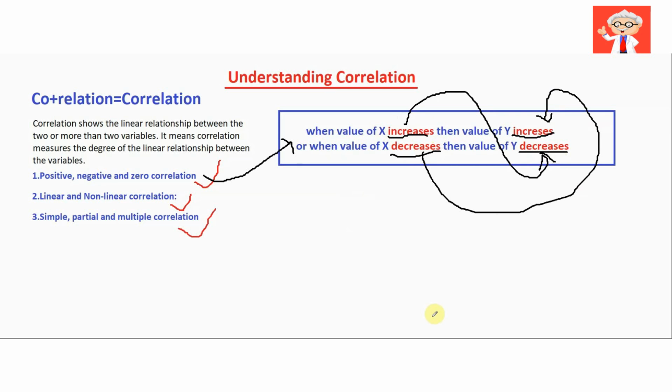Positive means when the value of one variable increases, then the other variable also increases in the same proportion, or when the value of one variable decreases, then the value of the other variable also decreases in the same proportion. Such a relation is a positive correlation. And negative correlation means when the value of one variable increases, then the value of the other variable decreases. Such a relation is defined as negative correlation.